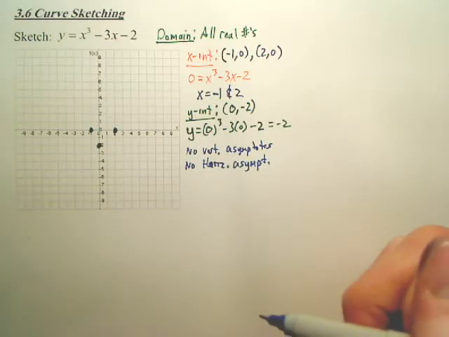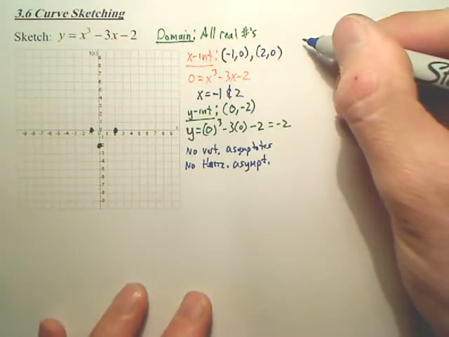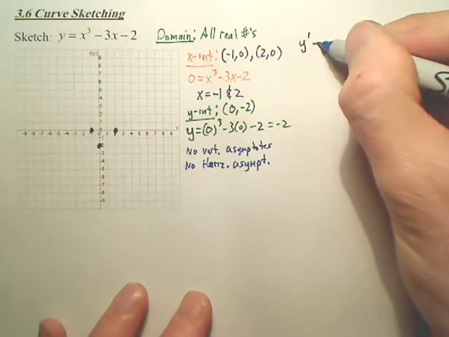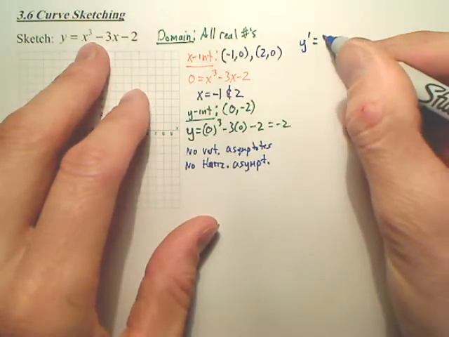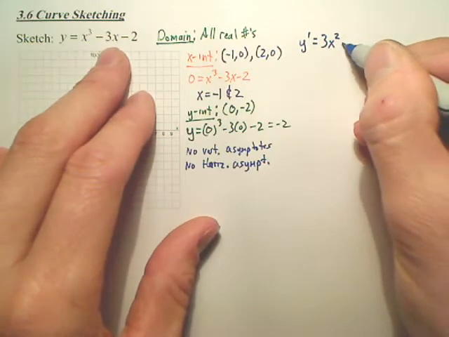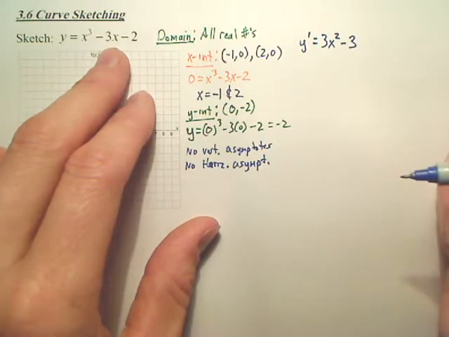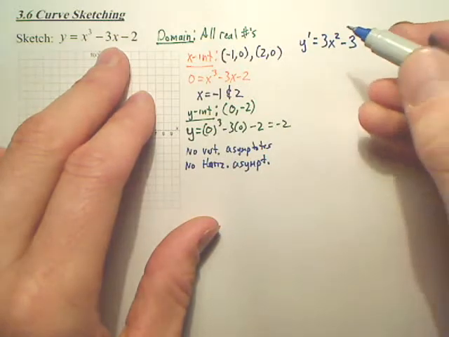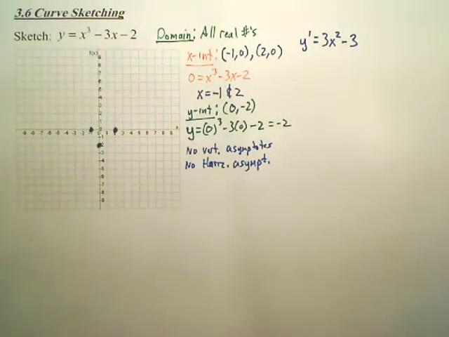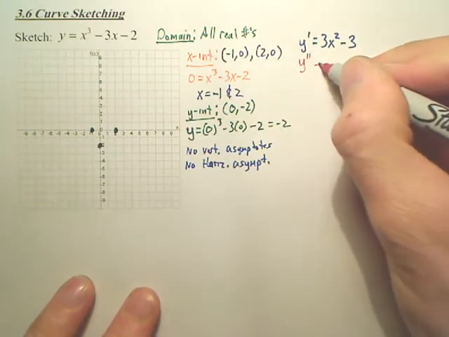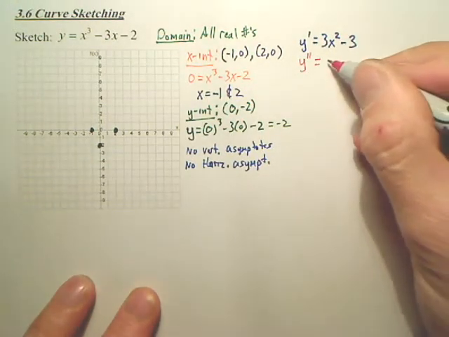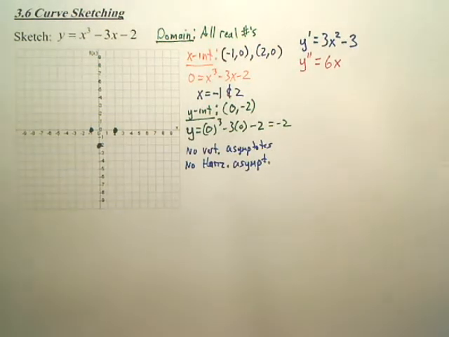To find extrema, you need to find your first derivative. So we want to find y prime. Y prime is going to be 3x squared minus 3. And to get our second derivative, which relates to points of inflection, what's our second derivative going to be? Simply 6x.